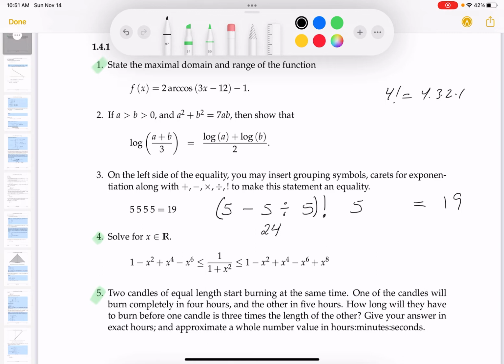Oh, gee, what is it going to be? That's a subtraction symbol. So I have it, and I want to make sure I read the instructions. They may say don't repeat things, but let me take a look. They said on the left side of the equality, you may insert grouping symbols. I did that. Carets, I didn't insert any caret. A caret's an exponent, by the way, for exponentiation, along with plus, minus, a multiplication symbol, division symbol, and a factorial symbol to make the statement an equality. We did. We made it an equality. And this is one answer.